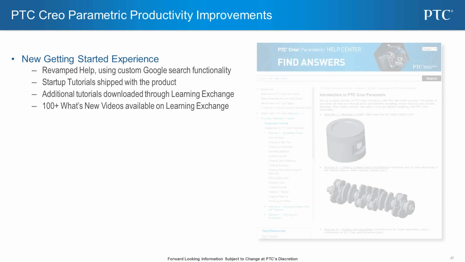So the first thing we've done with Creo 3 is completely revamp the help system. For the first time, the help system is available on the World Wide Web. That allows us to take advantage of Google search technology, which from a user standpoint means that you're going to be able to get more accurate search results based upon the input that you specify.